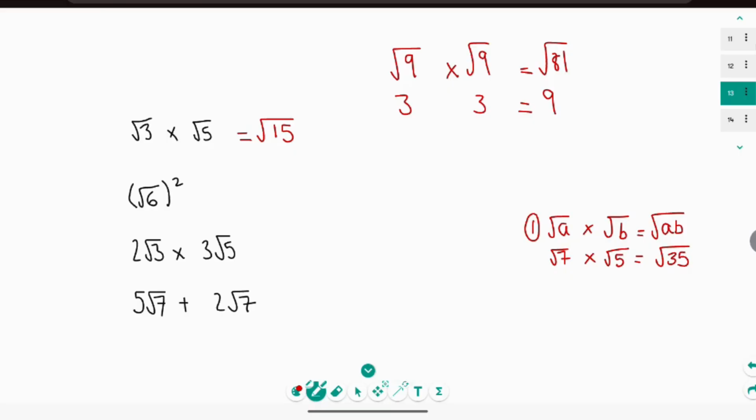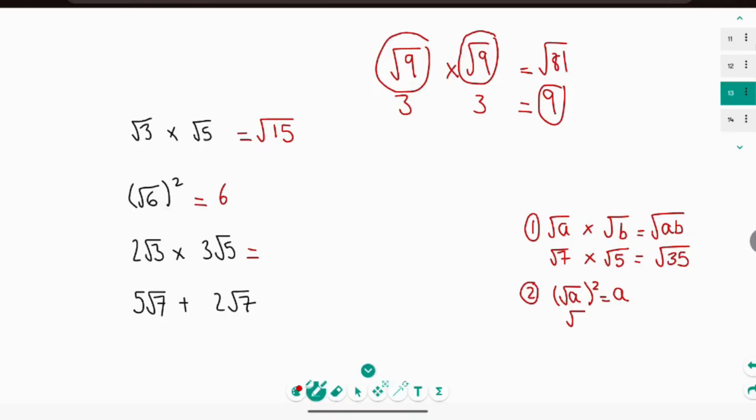Okay, square root of 6 squared is just 6. A square reverses a square root. You can sort of see this here. We're timesing the surd by itself, and we just get 9. Square root of 9 times the square root of 9 is 9, right? Let me just write this in algebra. Square root of A squared equals A. And I'll put a little example underneath here. Square root of 3 squared is 3.